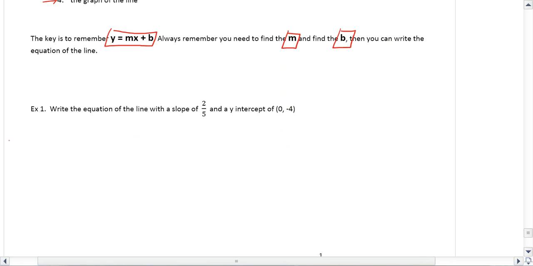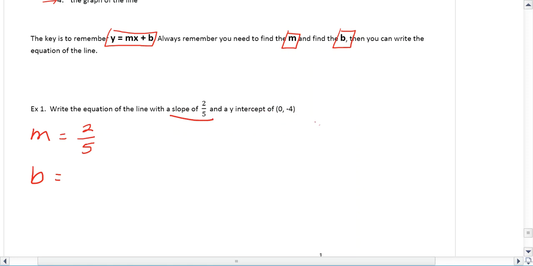So this first example is very straightforward, pretty easy. It says write the equation of the line where the slope is given to you. So the way I start these, I always come over here to the side and write m equals and b equals, and then I see what information I'm given. Like I said, this is very straightforward. The slope is 2/5, so we can just write that here. And the y-intercept is (0, -4).